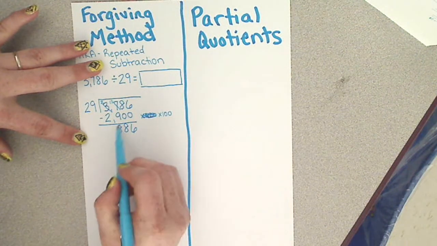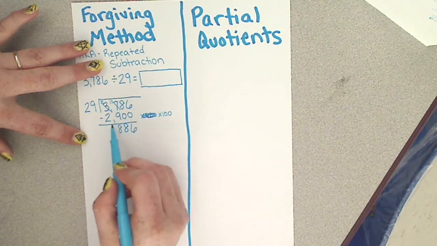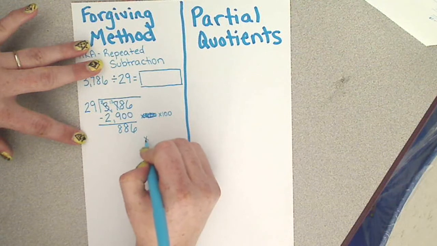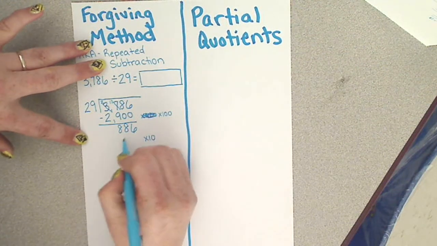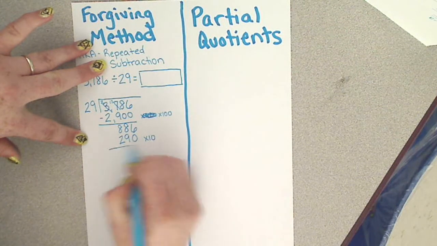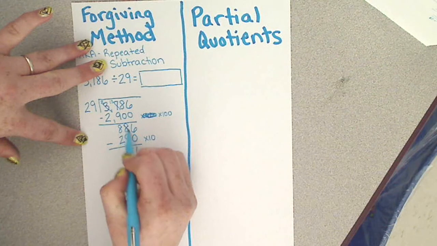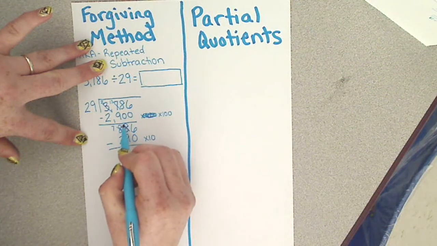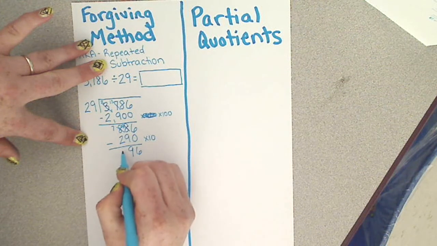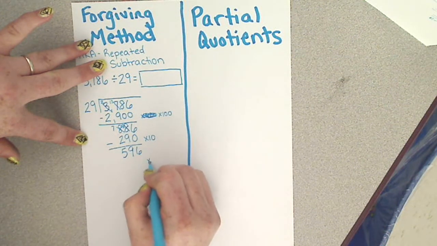Now, this number is not big enough for me to take out 2,900 more. So this time I'm going to do 29 times 10. Because I know that 29 times 10 is 290. And I'm going to subtract again. 6 minus nothing is 6. I've got to regroup. 18 minus 9 is 9. 7 minus 2 is 5. I can still take out another 290, so I'm going to do times 10 again.